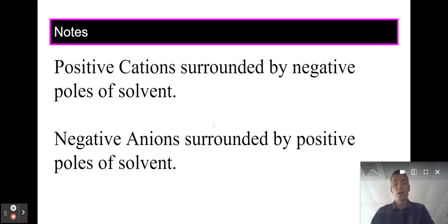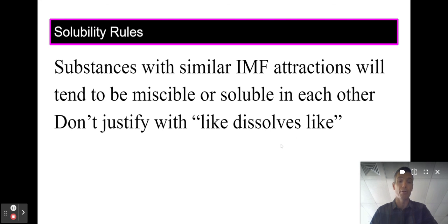Here's what we just saw above in text. In general, things with similar intermolecular forces tend to be soluble in each other. Please don't justify with "like dissolves like." You're correct, but you're going to need to talk about what's happening in terms of the intermolecular forces. I hope this has been helpful, and have a good night.